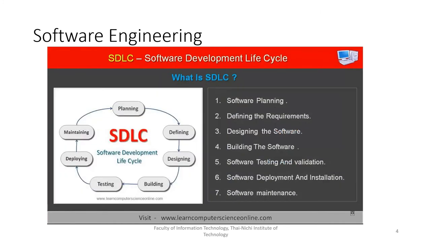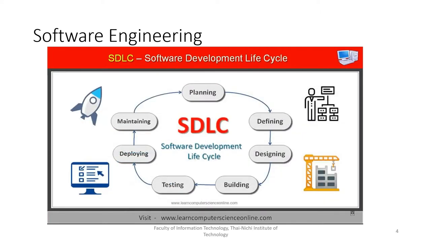The software development life cycle can be broadly split into 7 phases, and this includes: 1. Software planning. 2. Defining the requirements for the software. 3. Designing the software based on the requirements. 4. Building the software. 5. Software testing and validation. 6. Software deployment and installation. And finally, 7. Software maintenance. The final outcome of the software development life cycle process is the software that meets the client's requirements and the design objectives that the software must achieve.